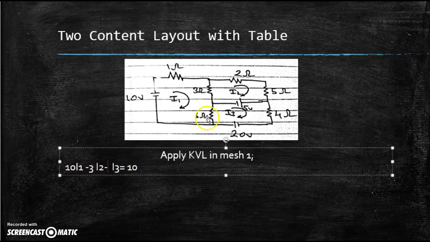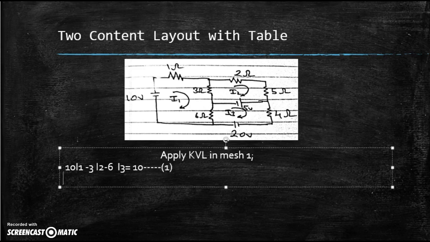Okay, now similarly we'll try and find out what would be the value for I3. Just check what is common between I1 and I3. The resistor which is common between I1 and I3 is the 6 ohm resistor, so just write 6 over there. Okay, so this is your equation number 1.